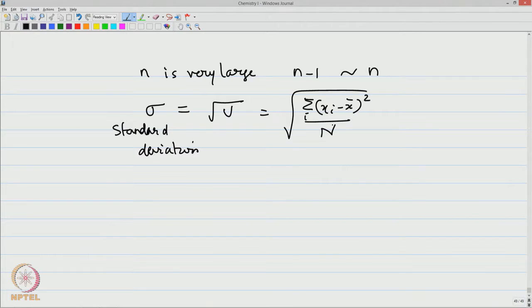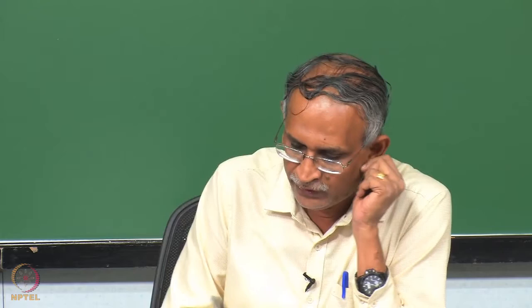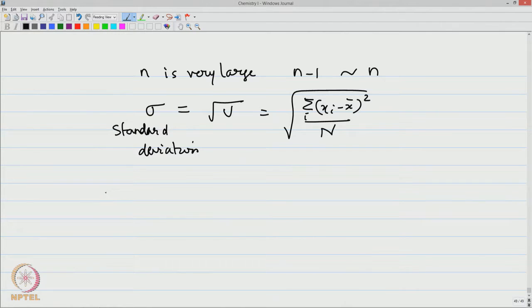And n is extremely large, tending to infinity. Now, this formula is the one that gives you that uncertainty that you were using in the previous lectures. How? Let us see that. Let us expand (x_i minus x bar) whole square. We get x_i square minus 2 x bar x_i plus x bar square.